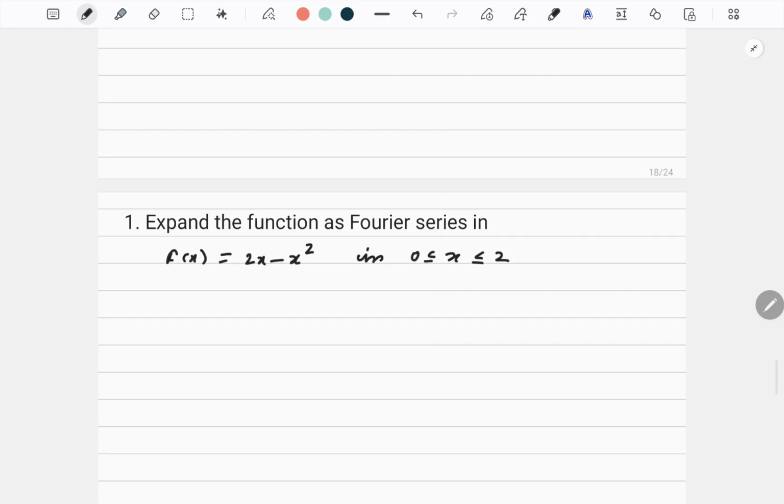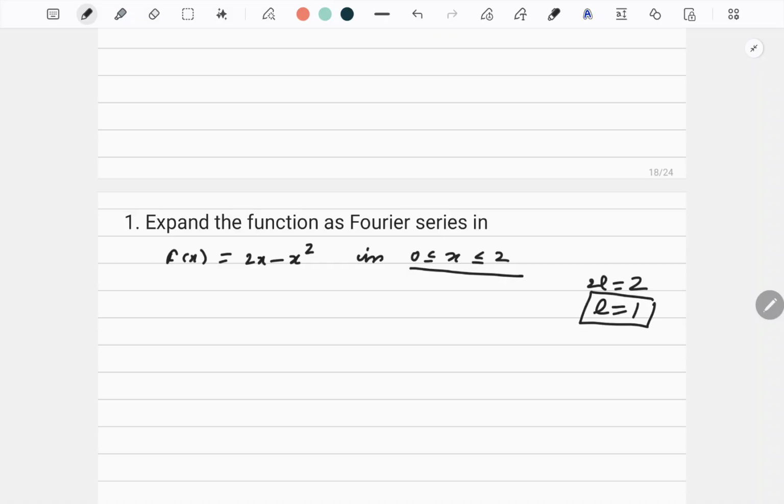The very first question is, expand the function as a Fourier series, where f(x) is equal to 2x minus x square, and the range given is 0 to 2. So let us work on that. First, understand that if you compare it with 0 to 2L, then 2L is equal to 2, so L is equal to 1.